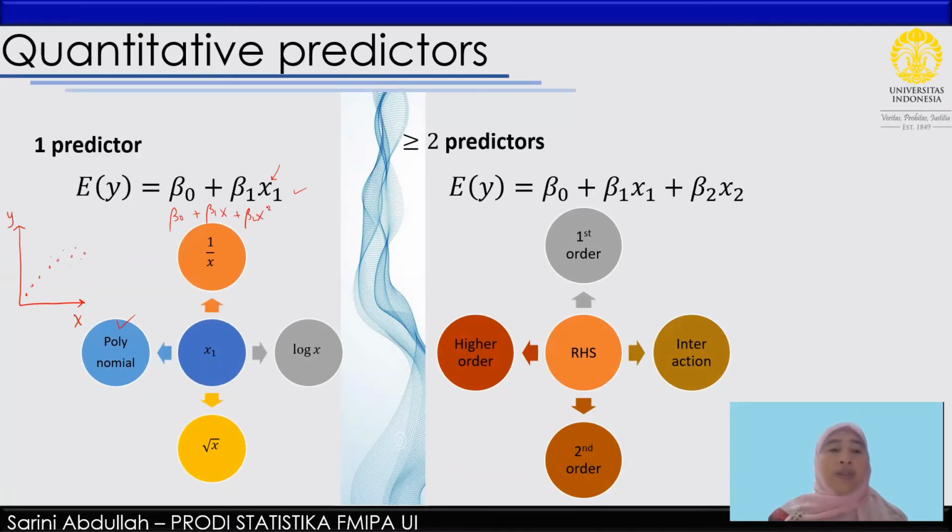Other kinds of transformations also can be chosen, depending on the pattern that is given to you by plotting the data. So you can choose, for example, an inverse function. You can choose a logarithm function.